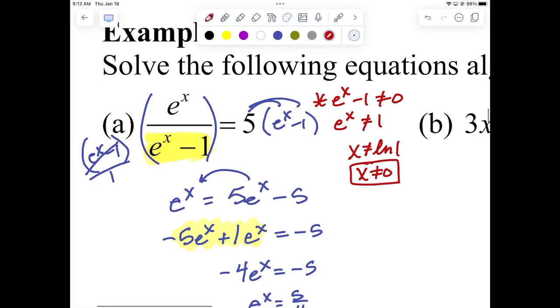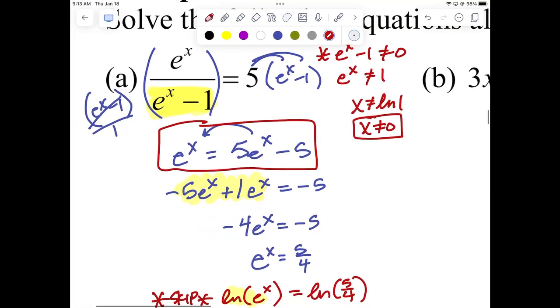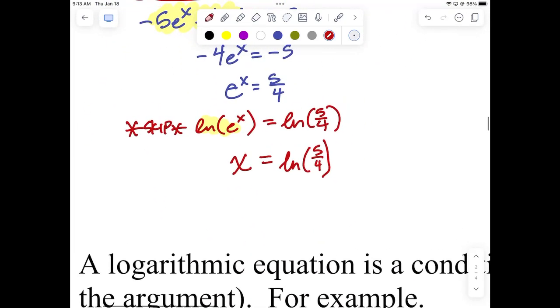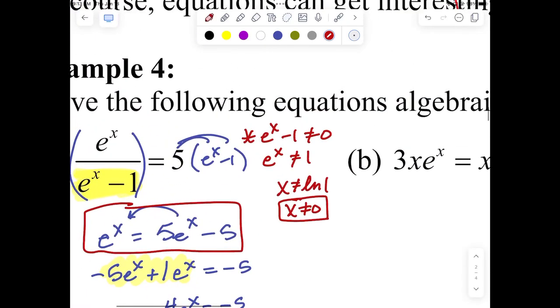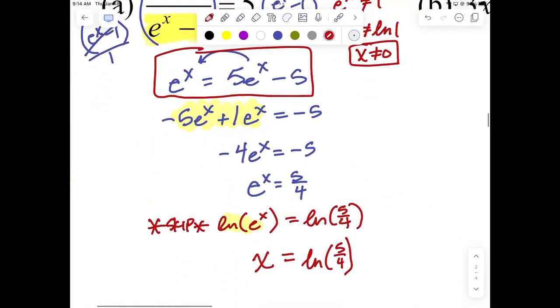Now that's important because notice when I multiplied both sides by e to the x minus 1 to get rid of the denominator, I turned it into an equation that no longer has the denominator. So there's no longer a restriction. Now, you look at your final answer. Is the natural log of 5/4 equal to 0? No. So is it allowed? Is it legal? Yes. Okay. So it's barely legal. All right.